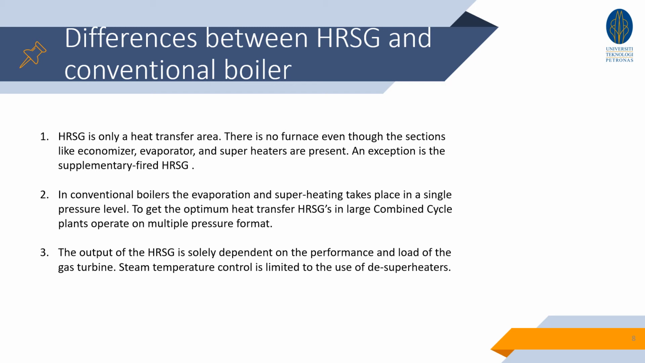Second, in a conventional boiler, the evaporation and superheating take place at a single pressure level. For HRSG, there are multiple pressure formats which improve the efficiency of HRSG. Lastly, the output of the HRSG is solely dependent on the performance and load of the gas turbine. The steam temperature control is limited to the use of the superheater.